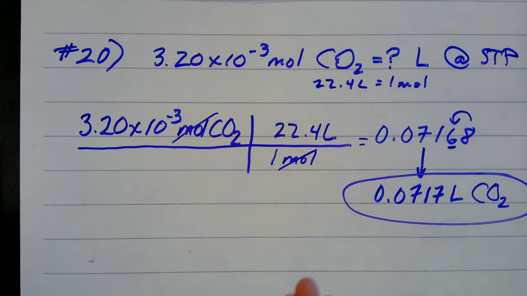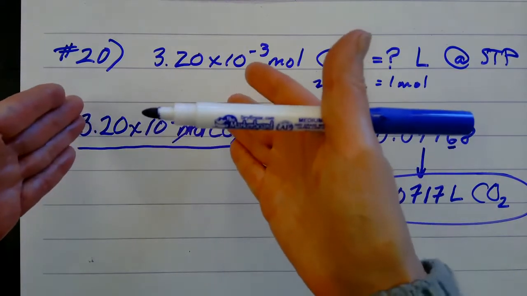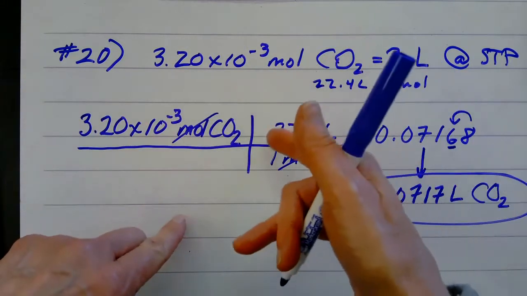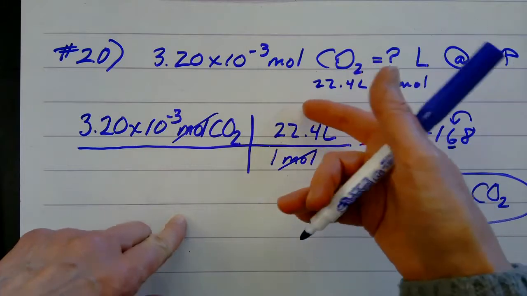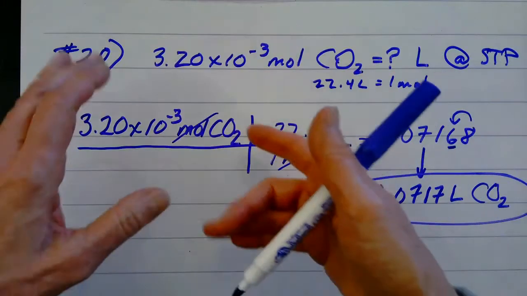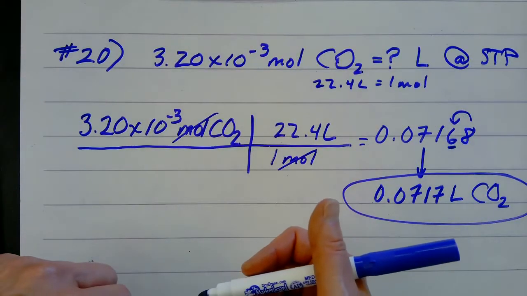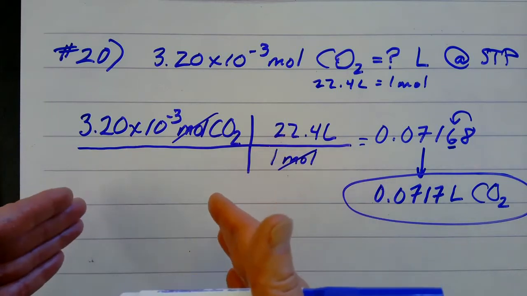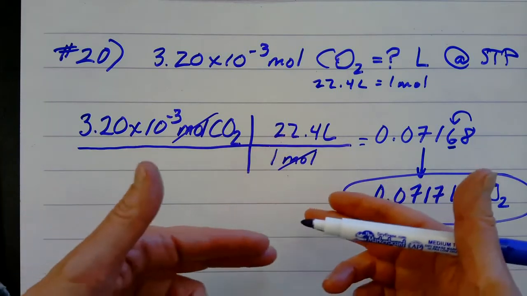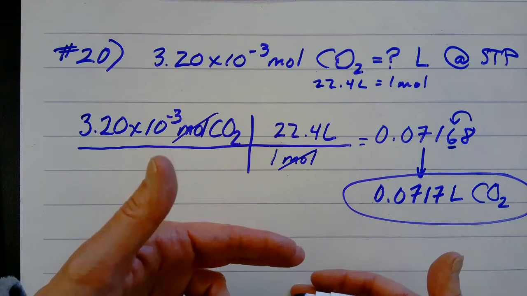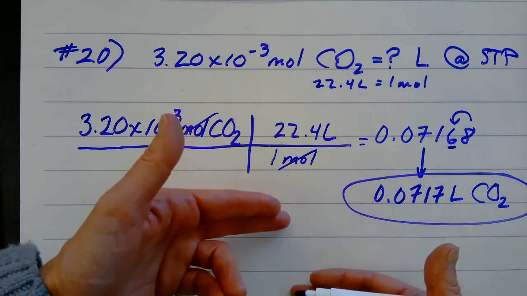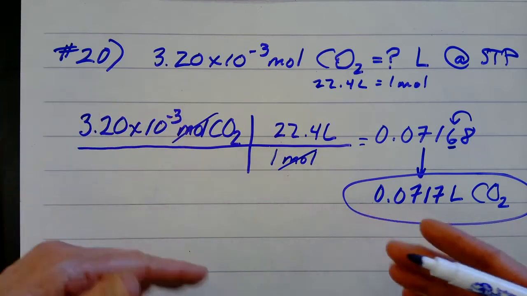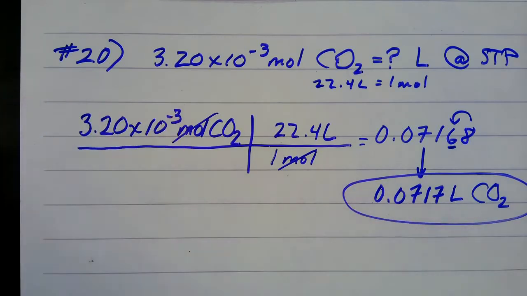Just a note, if you are starting with liters and you want to know number of moles, this conversion factor would be flipped. So if we had a value that was working with liters converted to moles, we would write our value in liters. We'd have our conversion factor with 22.4 liters on the bottom, 1 mole on the top, and we would work the conversion that way.